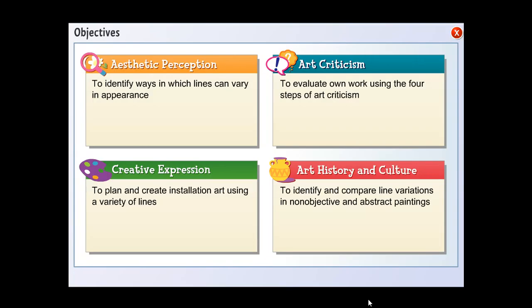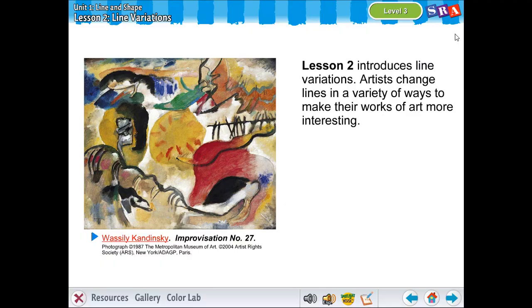So today you're going to identify the different ways that lines can vary. Vary means change in appearance. You're going to identify and compare line variations in non-objective artwork. Non-objective means something that doesn't look like anything, so artwork that doesn't look like a person, place, or thing. So non-objective and abstract. Abstract means it looks like something, but it doesn't look like the real thing. And then you can plan to create your own artwork using different types of lines.